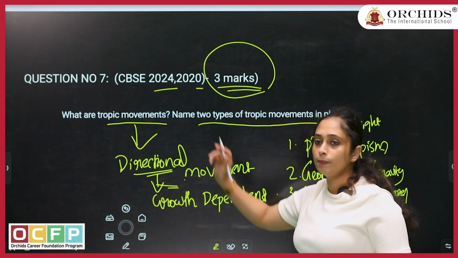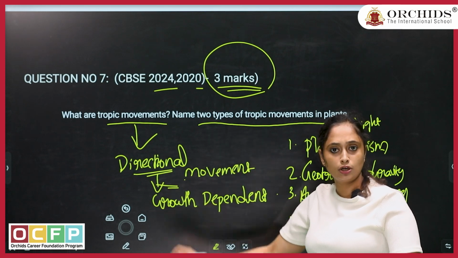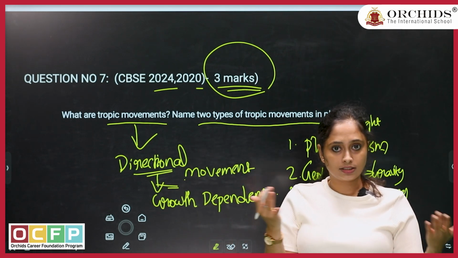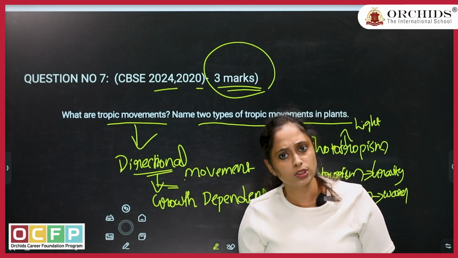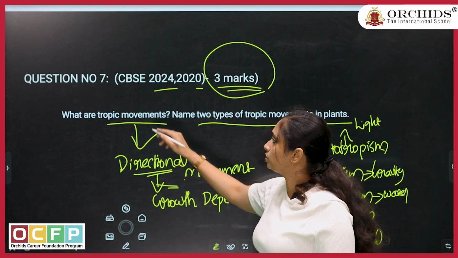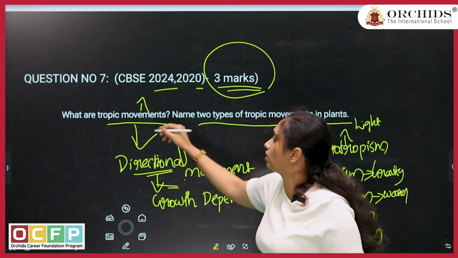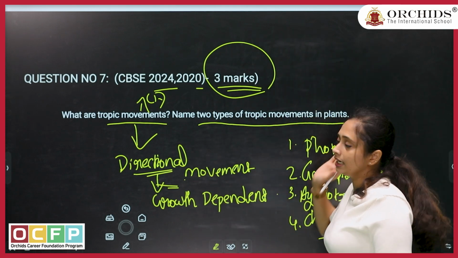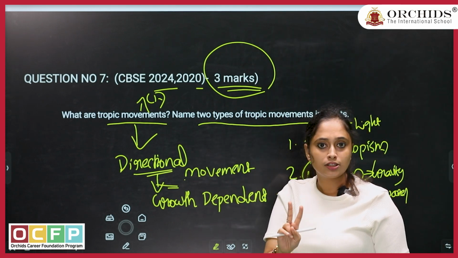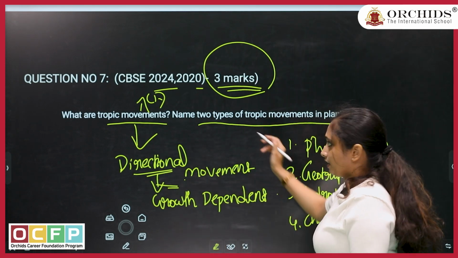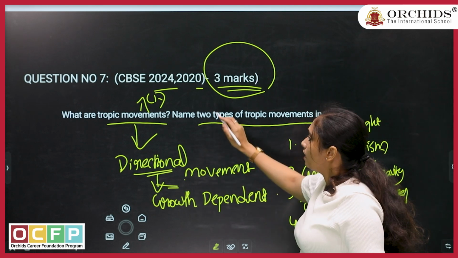So what are tropic movements? We said that it is a directional movement, growth dependent movement. Such kinds of movement take place in response to a stimulus. So I think you will get 1 mark for that answer. It's a 3-mark question. So if you explain what tropic movement is, you will get 1 mark. Now name 2 types of tropic movement in plants. So 2 types you need to mention, and you need to give 1 or 2 points about the 2 types of movement. So one mark for each.